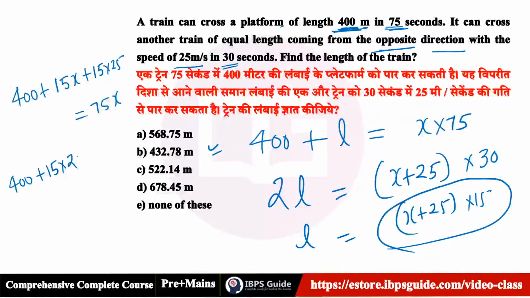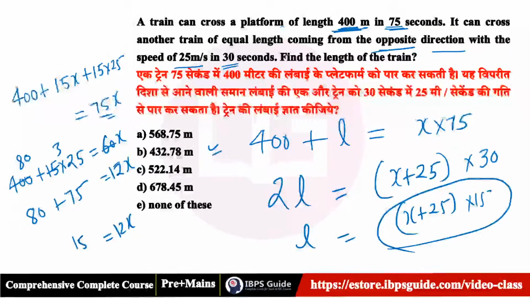Because it's a little bit calculative, so it will spoil our mood. Okay, it's okay. 75 minus 15, that is 60x. So let's divide by 5, so that is 12x. So 5 3s and 5 80. So 12x is 80 plus 3 into 75. So this is 12x equals 80 plus 75, which will be 155. So x will be 155 by 12.